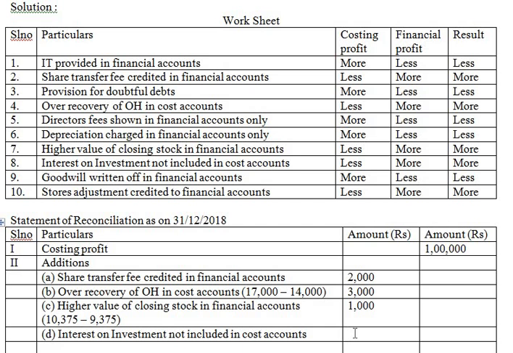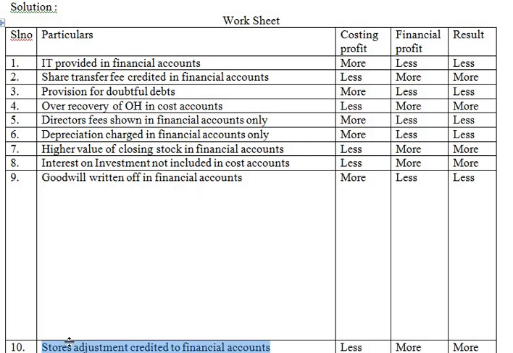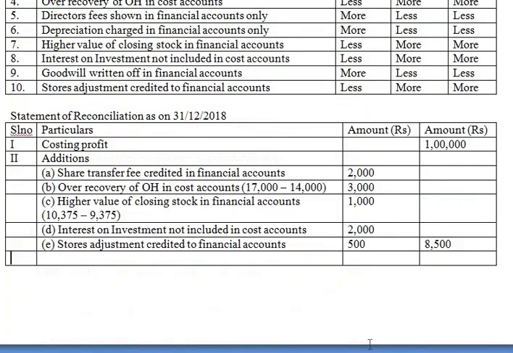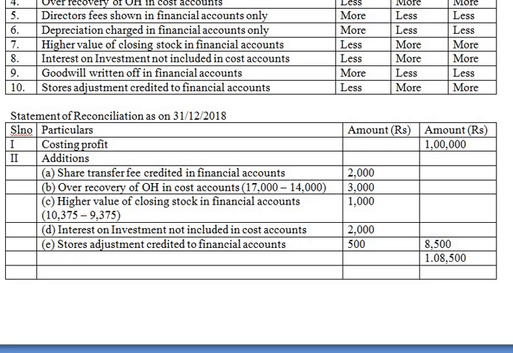Now, interest on investment not included in cost accounts, amount is 2000. Next point, last point, stores adjustment credited to financial accounts, and the amount is 500. Make a total and take it to the outer column, 8,500. Add it, it is 1,08,500.